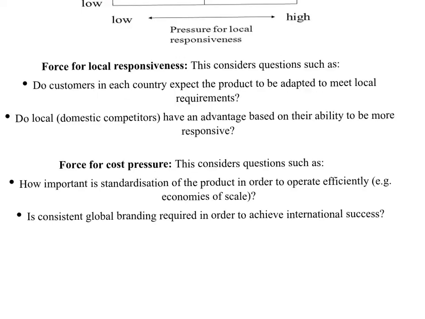The other one is force for cost pressure, and again, what it looks at is how important is standardization of the product in order to operate efficiently. Now, a key factor in terms of cost is this whole concept of economies of scale. So when we're looking at the high pressures of cost, it's looking at the most effective and the most efficient ways of achieving economies of scale. It could relate to other cost advantages as well, though. So, for example, economies of scope, or maybe how able are they to operate on the experience curve in terms of reducing their costs and so on.